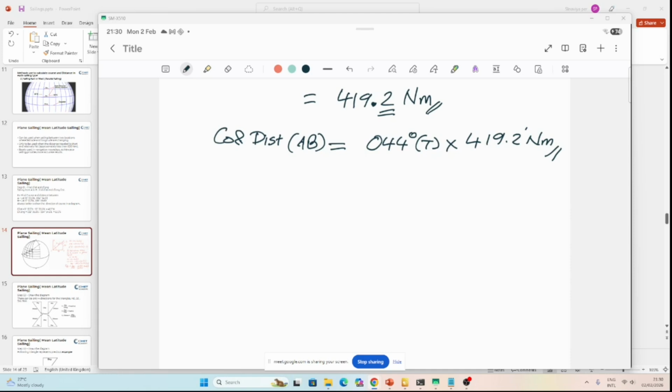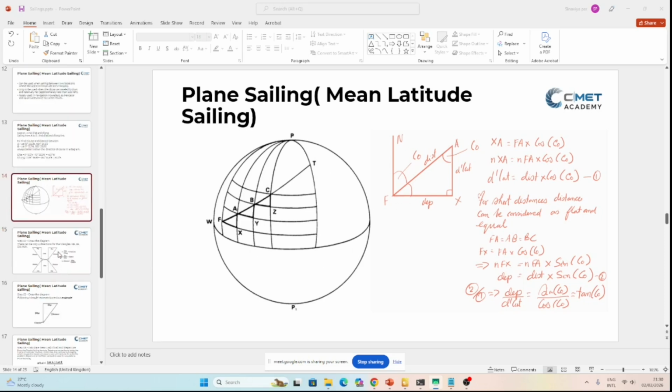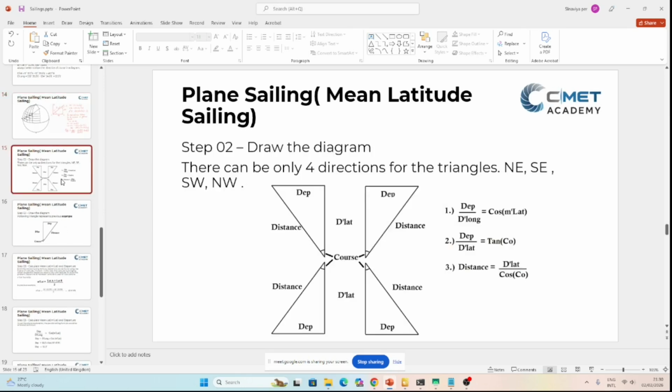All right. So let me show you now the difference between the mid latitude and the middle latitude. After that, we can do some questions. One moment, please. Okay. Can you all see my screen?